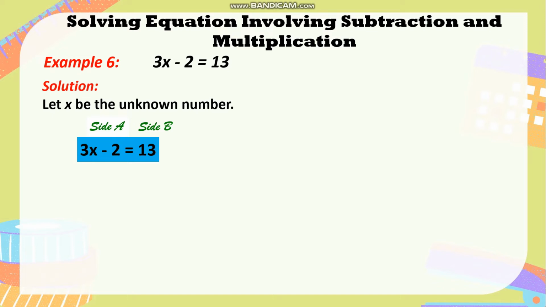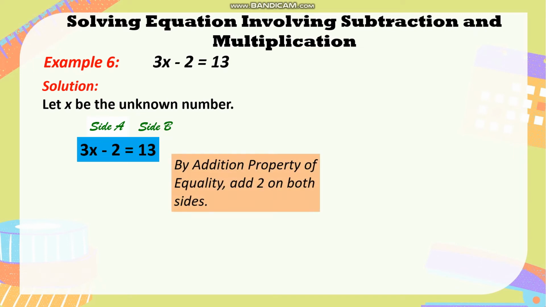Number 3, undo the operation both sides. Kapag sinabi nating undo, kukunin natin ang inverse operation ng mga naka-attach sa variable. Ang negative 2 or minus 2 ay magiging positive 2 kapag kinuha natin ang inverse operation. At ang times 3 naman ay magiging divided by 3. By addition property of equality, add 2 on both sides.